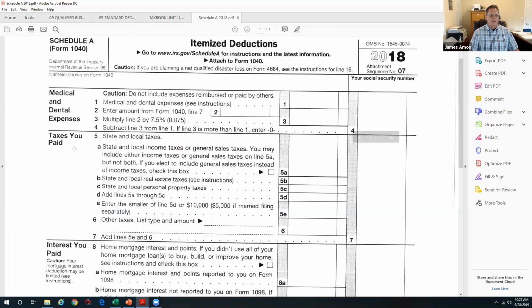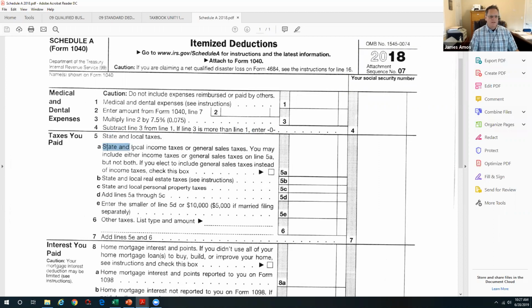Okay, so now we're going to start talking about taxes that are paid on here. So let's do a quick overview. Now, this is where those that are familiar with the older version of Schedule A, they've rearranged it a little bit, but it's not too bad.